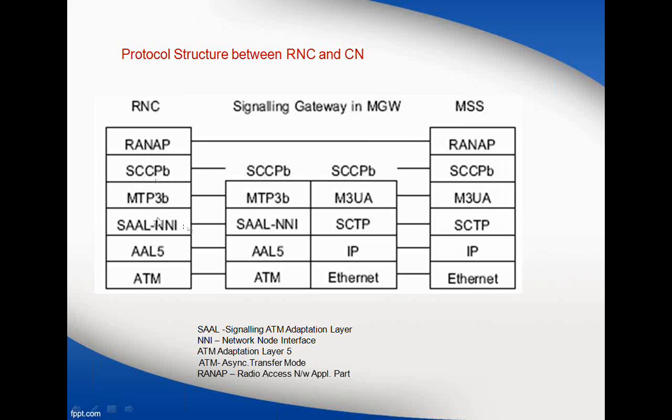is nothing but the RANAP, wherein this SAAL, NNI, AAL5 and ATM are very specific, very unique to the ATM network. So this AAL5 is nothing but the ATM adaptation layer 5, wherein SAAL is nothing but the signaling ATM adaptation layer. Along with a few other protocols like ACCF and other things, it establishes the network node interface in the case of an ATM network.